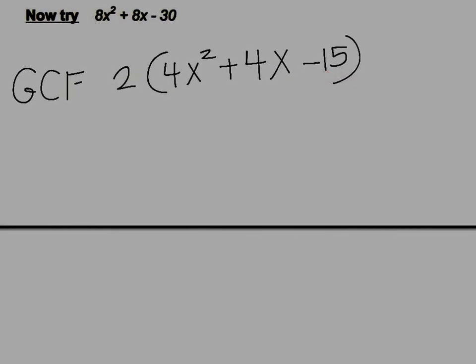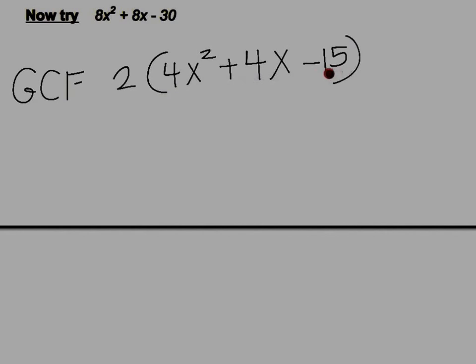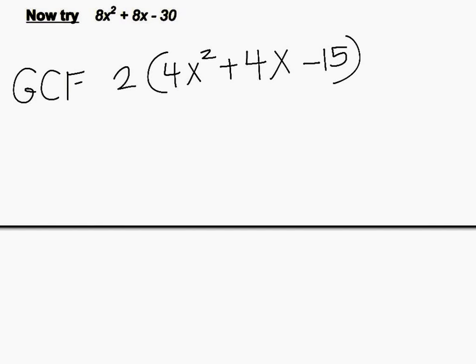Now let's look at the numbers one more time to make sure I factored everything correctly. This is an even number, this is odd. So 4 and negative 15, there's nothing else in common. So 2 is my only GCF. Now let's look closer at the trinomial that's inside the parentheses. I can see that this is a trinomial where a is not 1. So I can use the grouping method to try to factor this.